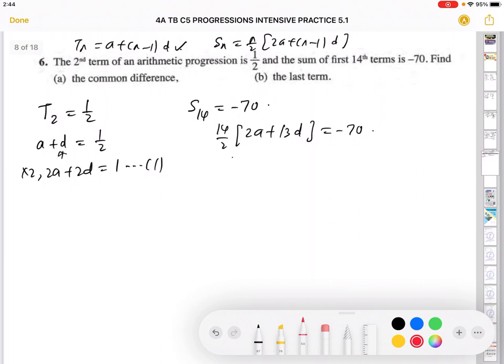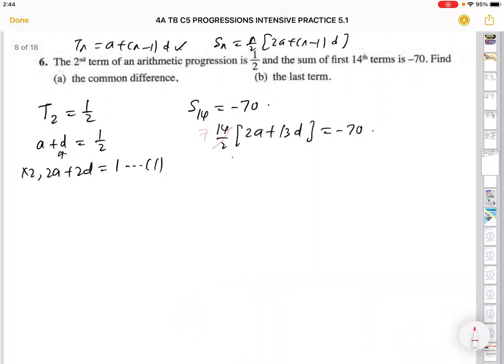14 divided by 2 is 7, right? So I'll take negative 70 and divide by 7 straight away. So this is 2a plus 13d equals negative 10. Wouldn't that be easier? Yeah, don't write so many steps.